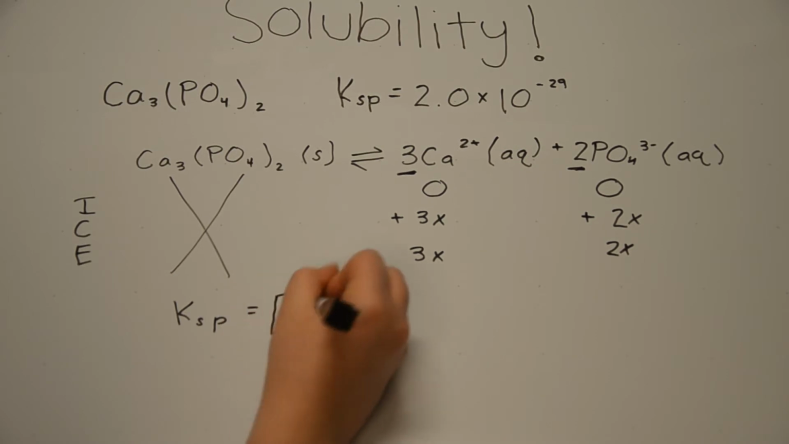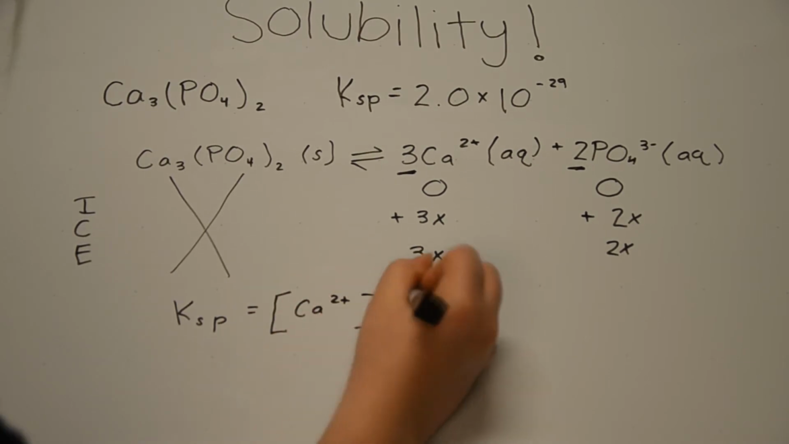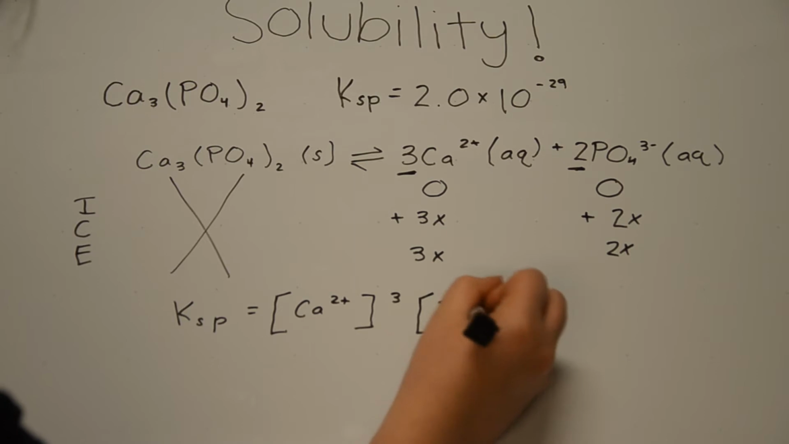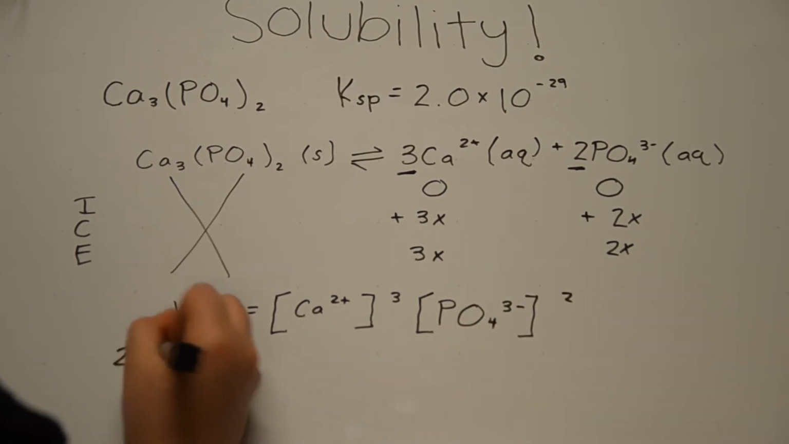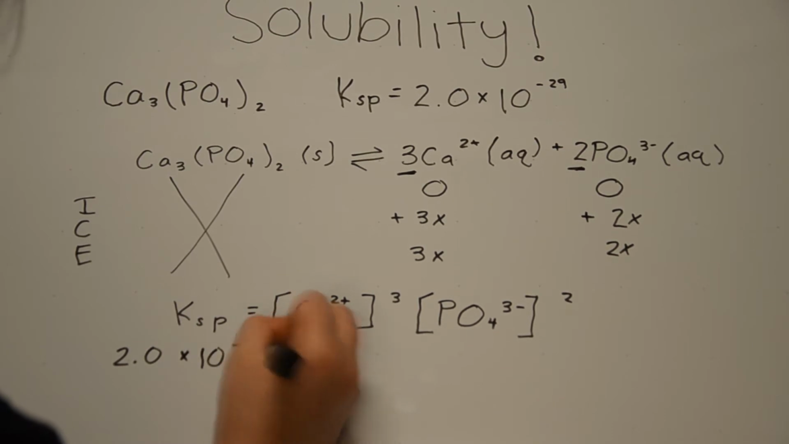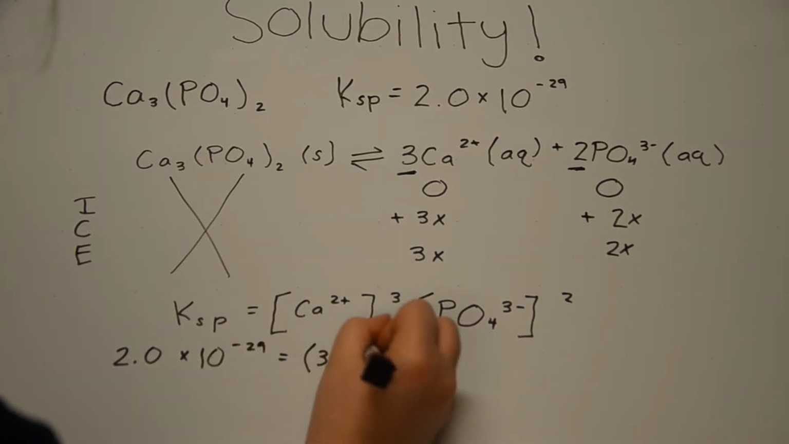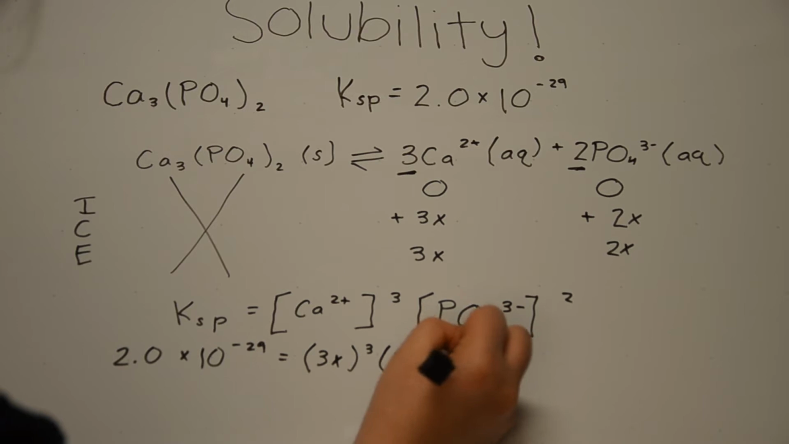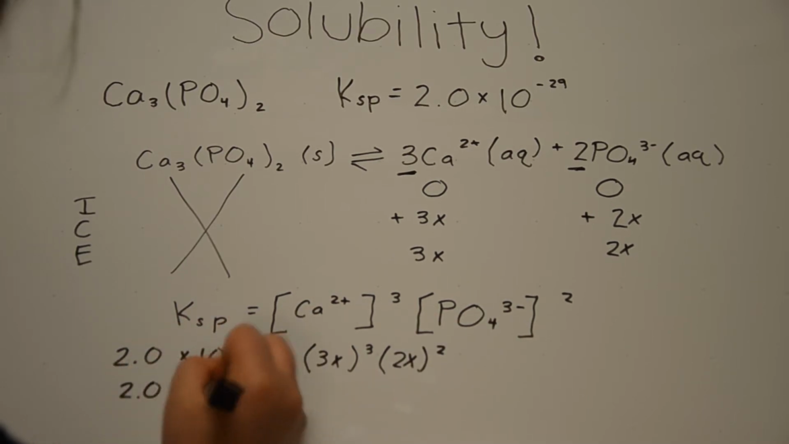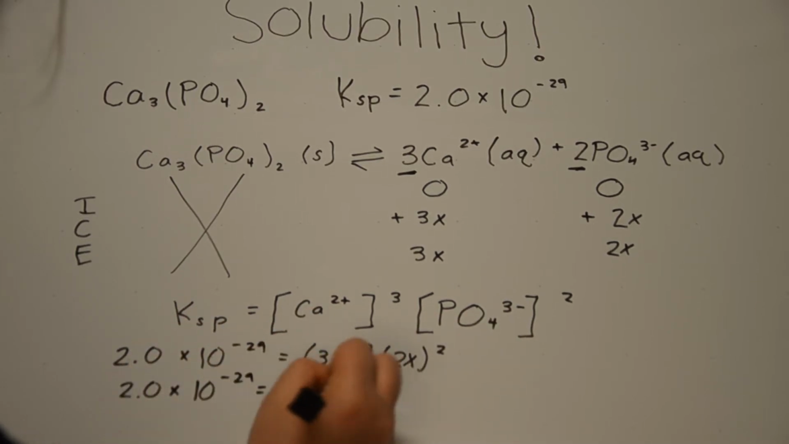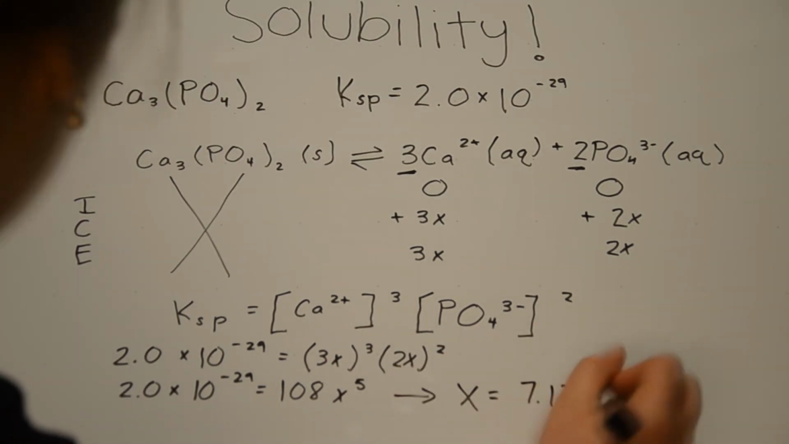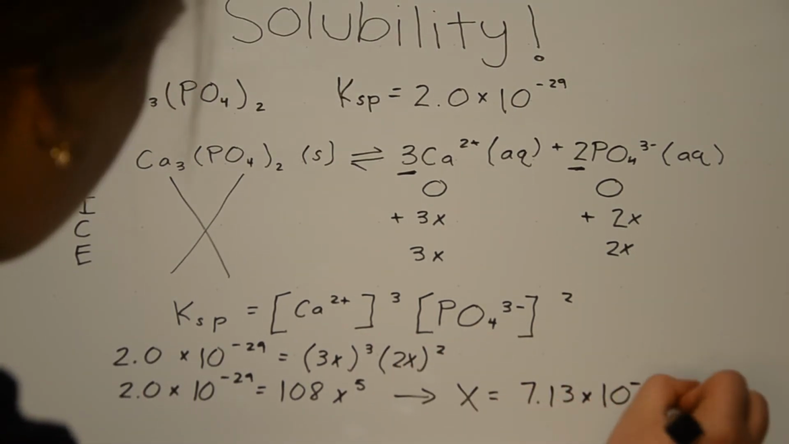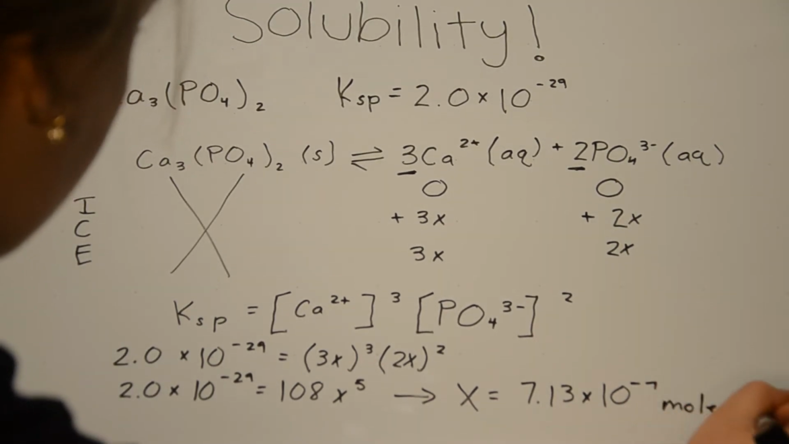From our Ksp equation we can yield Ksp equals [Ca2+] to the third power times [PO4 3-] to the second. Therefore 2.0 times 10 to the negative 29 equals (3x) cubed times (2x) squared. 2.0 times 10 to the negative 29 equals 108 x to the 5th. A little algebra, and x equals 7.13 times 10 to the negative 7th moles per liter.